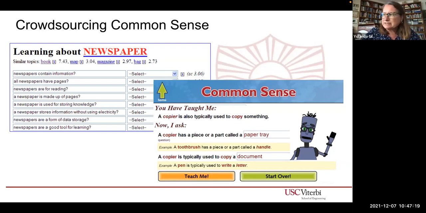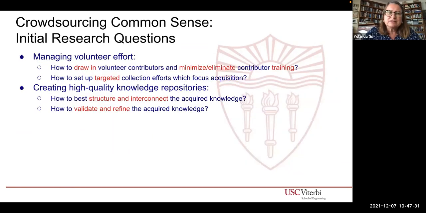So I want to talk a little bit about the challenges in acquiring common sense from volunteers. Next slide, please. So one of the things that we worried about is how could we draw volunteers to actually contribute knowledge, and how could we minimize the training that would be required? We were not sure that they would be able to contribute useful things. Another big question was, how did we guide them towards topics or areas of common sense that were of interest to us? Also, we were worried about the quality of the knowledge.